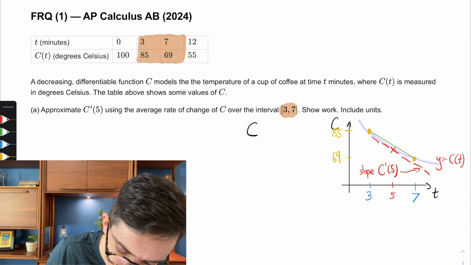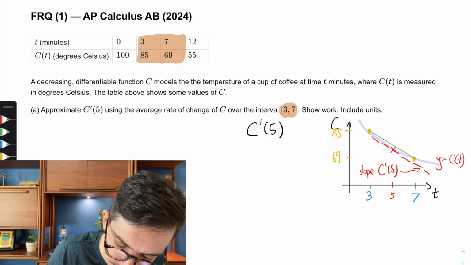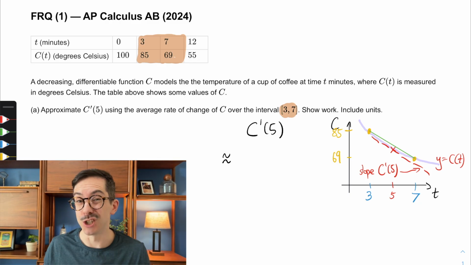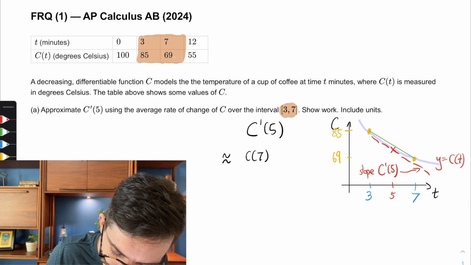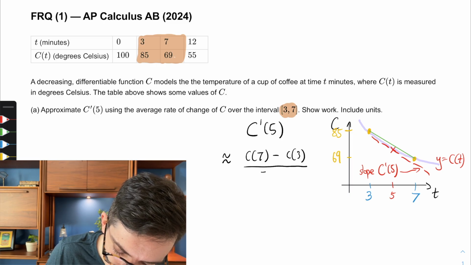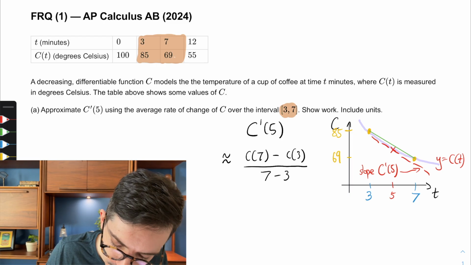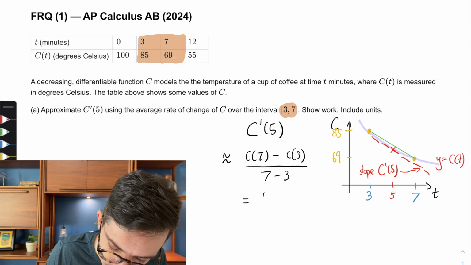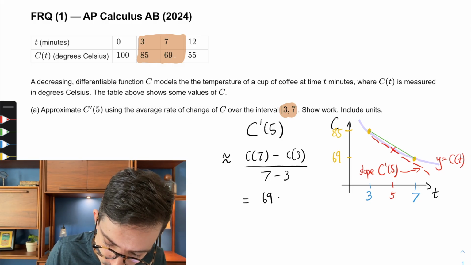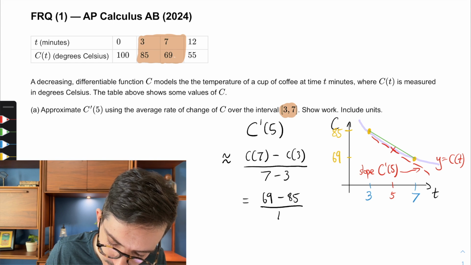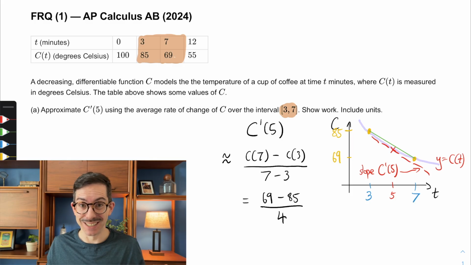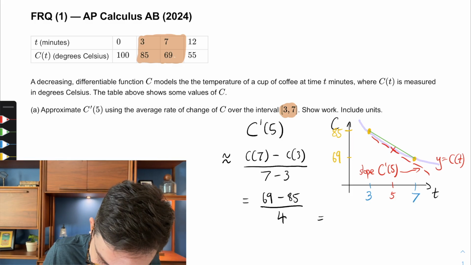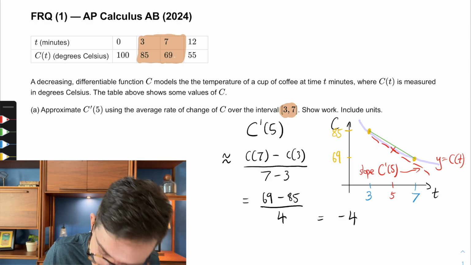So we're going to say C prime of 5 is roughly equal to just the rise over run formula: C of 7 minus C of 3, all over 7 minus 3. If I substitute in, C of 7 is 69, I'm subtracting 85, and that's going to be all over 4. I could just leave it here. The AP isn't testing us on basic arithmetic, but we may as well simplify this to be negative 4.